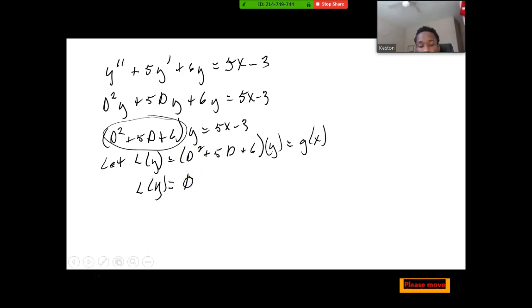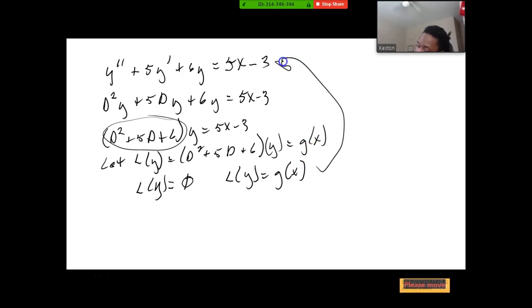You could say that's equal to 0. That'd be a homogeneous case, or say L of Y equal G of X. That's the non-homogeneous case, or the homogeneous case. This would be saying the same thing that this says. It's just 2 or 3 operators away. Okay. There's nothing new here. It's just different ways to express it.